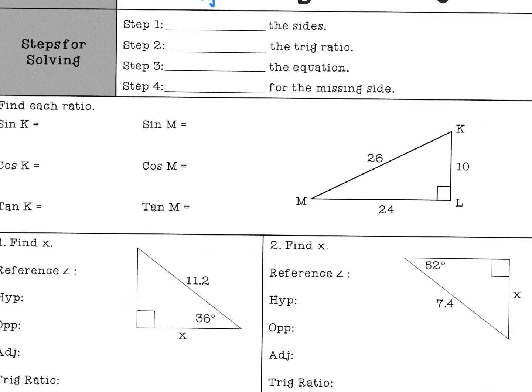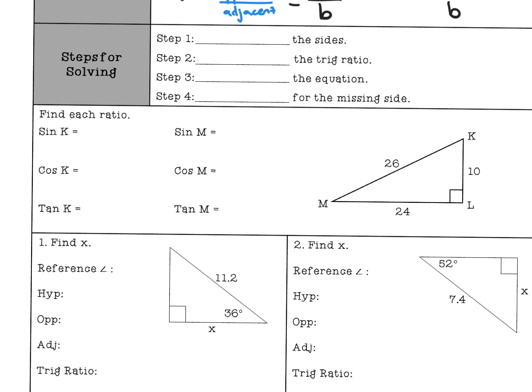On this left column, what I want you to understand with trig is that the letter with the trig is the angle. So just label one of these. That's the angle they're talking about. Right now we're talking about angle K. So our reference angle right now is K. I want you to circle K in the diagram.